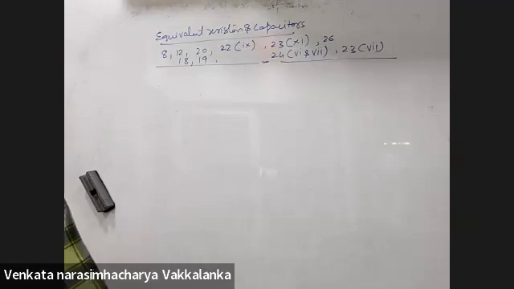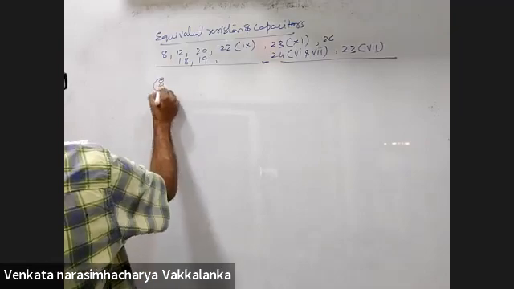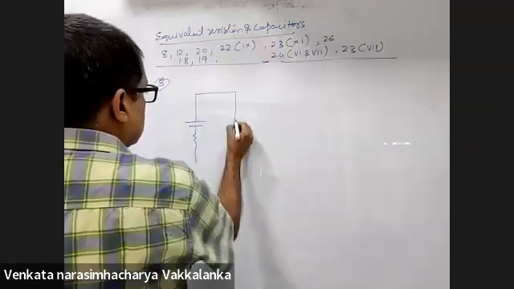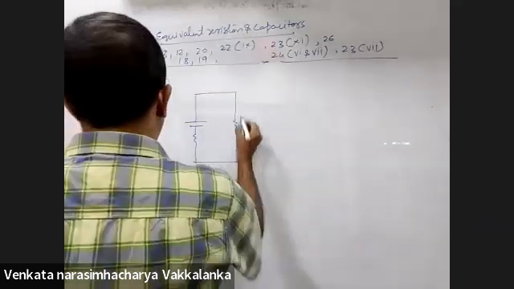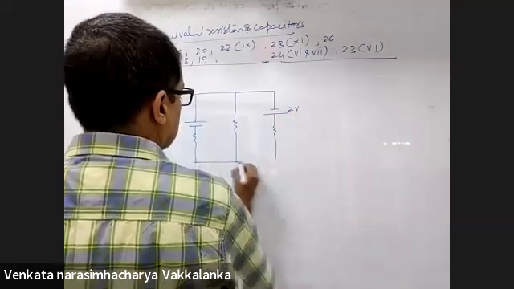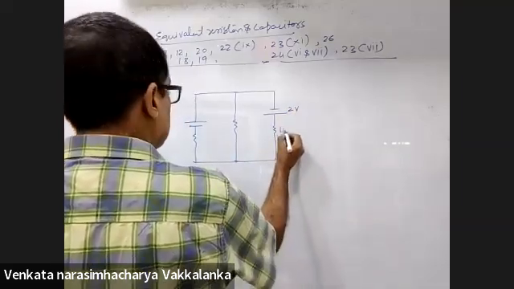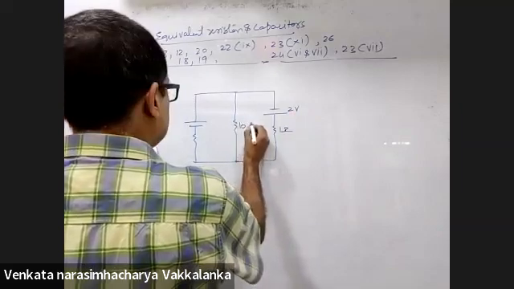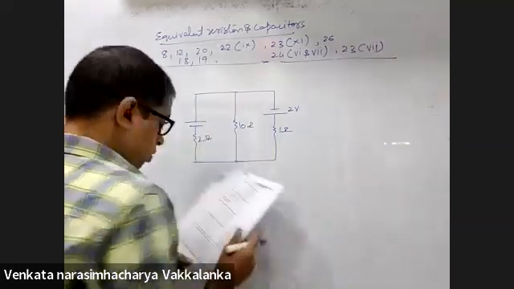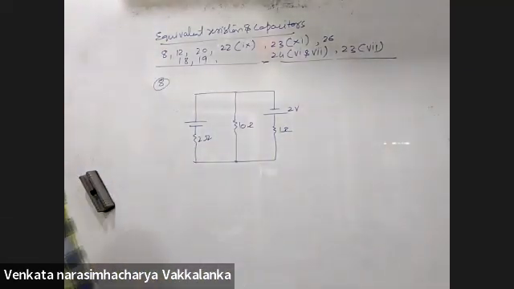8th problem. 5 volt battery, 1 ohm, 10 ohms, 2 ohms, right? 2-volt battery, done. Current in the 10 ohm resistor.